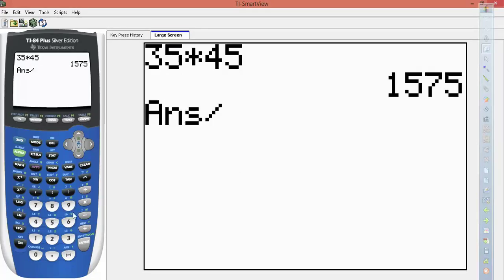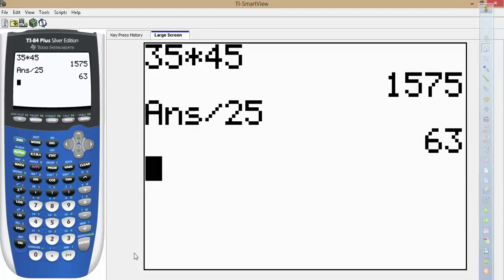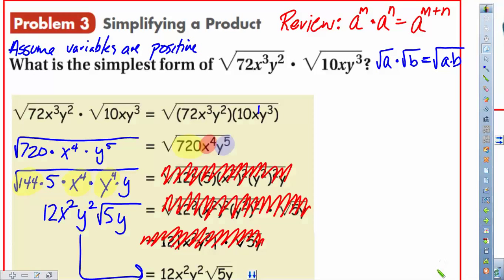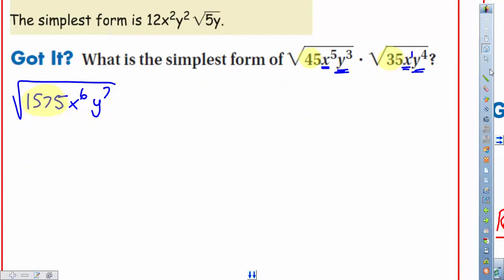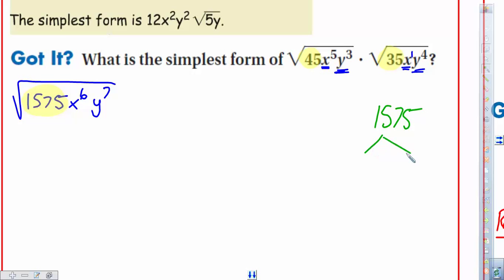Let's take that 1575. Let's divide it by 25. Look what happens. We end up with 63. Okay? Here's a blast from the past. I'm going to take that 1575 and make a factor tree out of it. I'm going to put that over here. So wouldn't this be true about 1575? I could now just factor that into two numbers, 25, which is a perfect square, times 63.